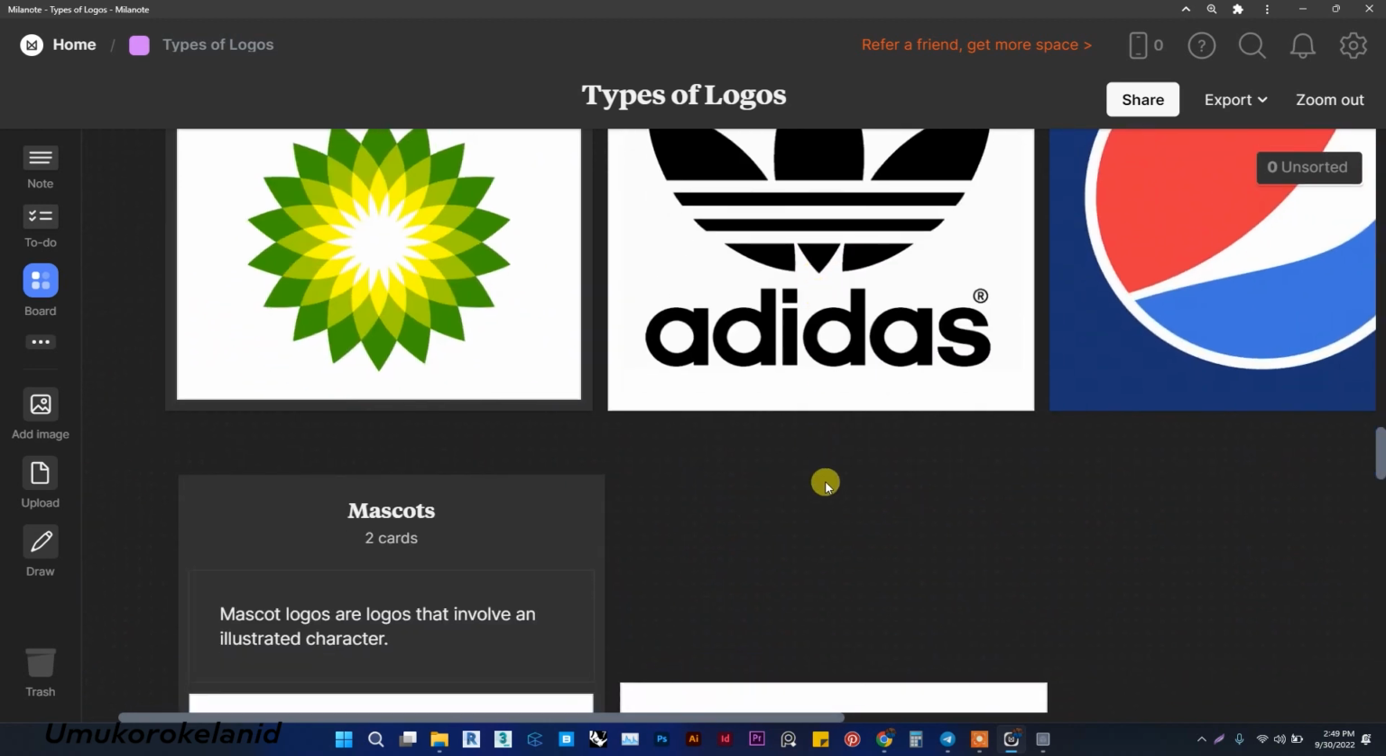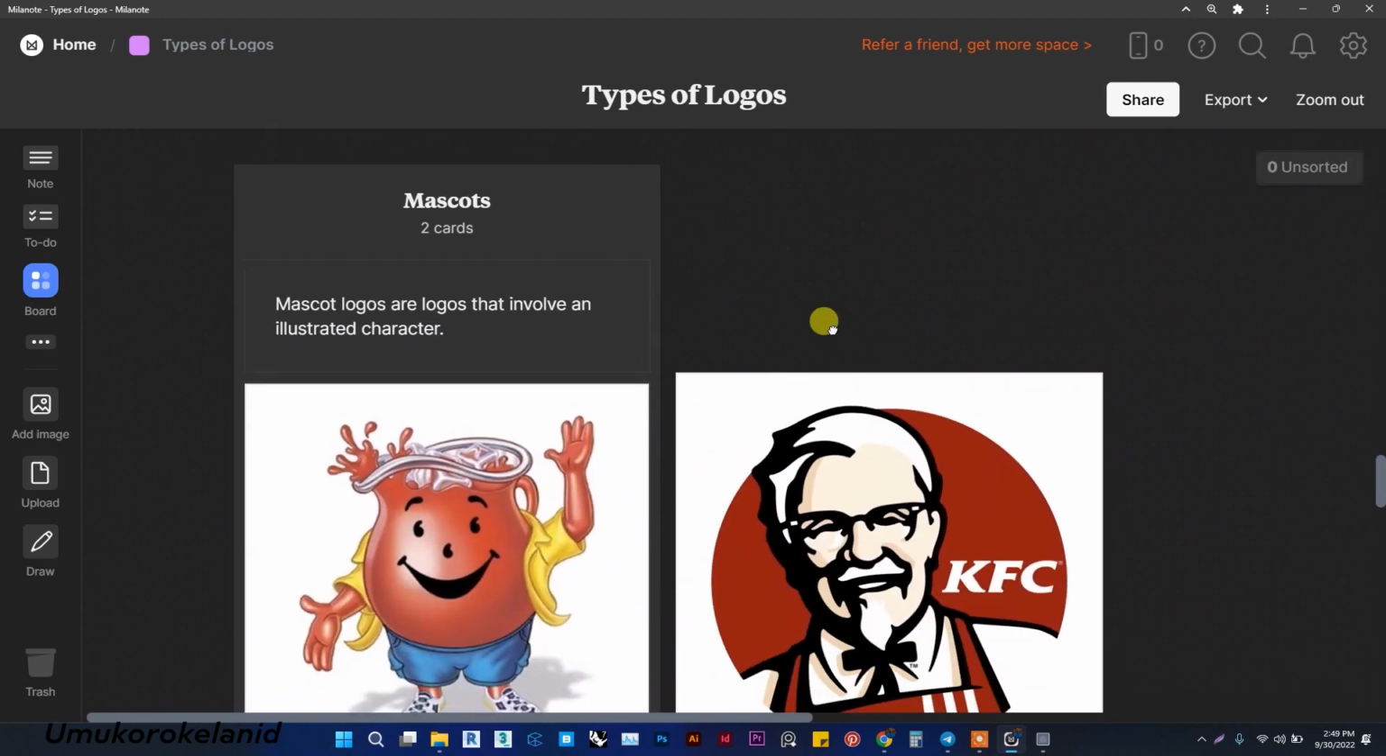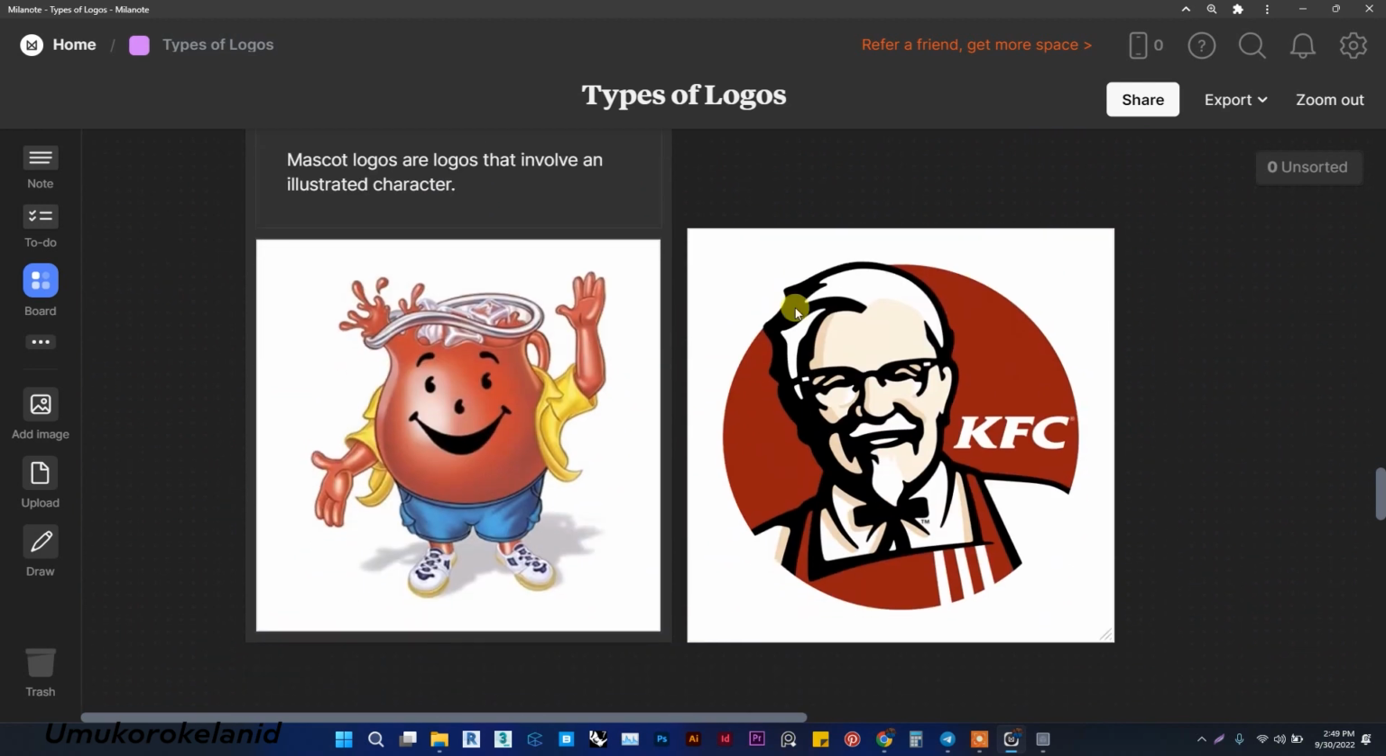And also the fifth logo is the mascot logo. Mascot logos are logos that involve illustrations, that involve sketches, illustrations in it. A perfect example is this KFC logo and the likes. So a mascot logo, basically any logo that has illustration in it is a mascot logo. It might be talking about cartoonization or image or sketches. That is called a mascot logo. So we'll go to the sixth one.